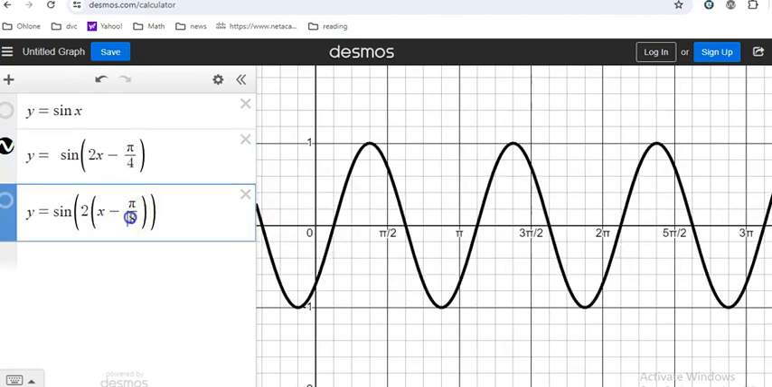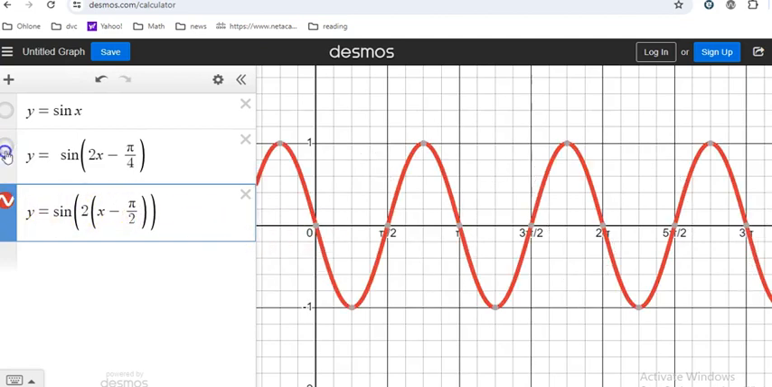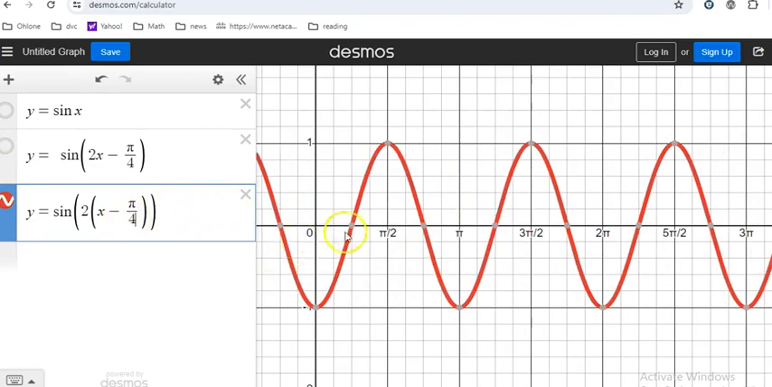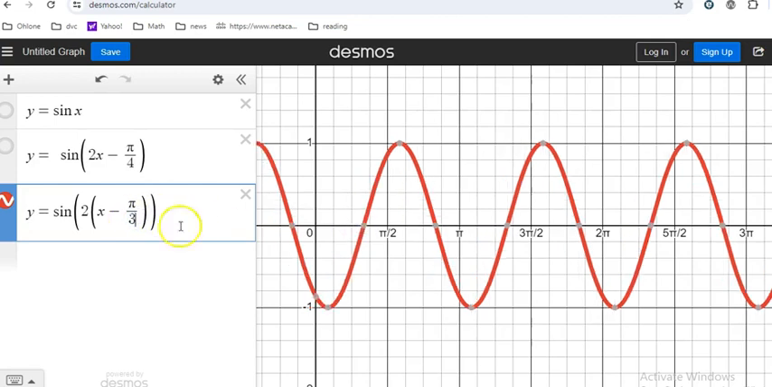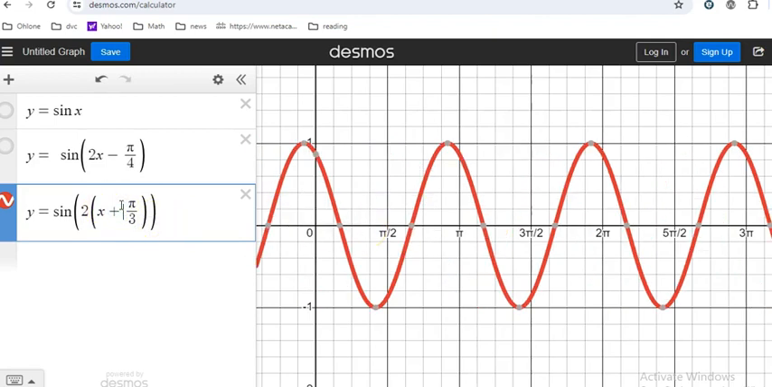If I do pi over 2, this will shift pi over 2. Oh, well, pi over 2 is not very good. Okay, so it will shift pi over 4. Or if I say pi over 3, it will shift pi over 3. Adding will shift it sooner, pi over 3 to the left. So it starts like this. This is how you should understand it.